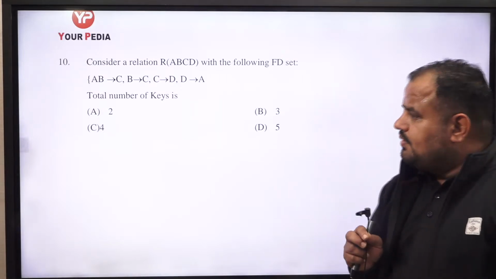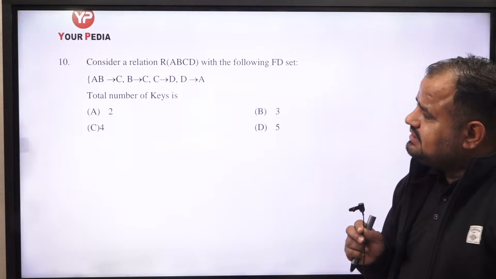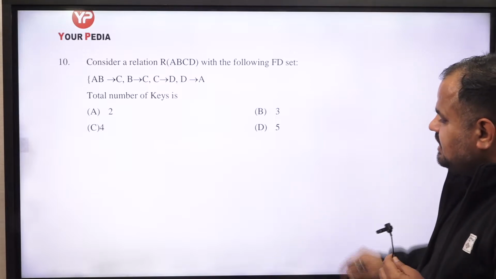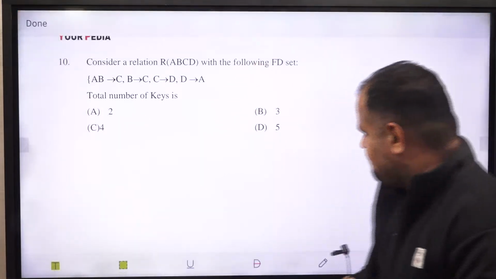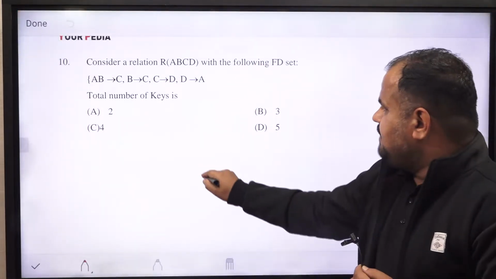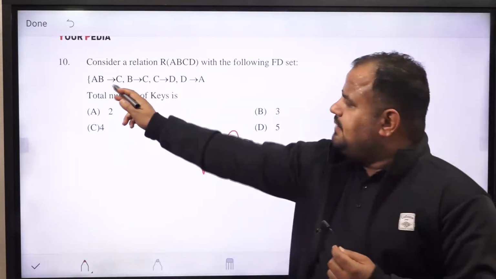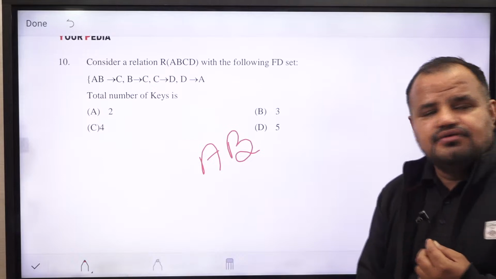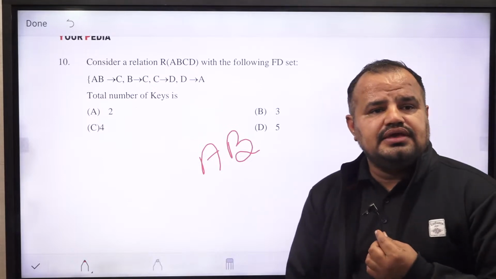Hardly, it's a problem of just 1 minute. You have to find out the total number of keys by just seeing the FDs. You can find out what the key is. What is the key of this relation? Can I say AB is a key? AB is the first key because AB determines C, C determines D. So AB is the key. Very good, my dear students. Partha, A is wrong. A is wrong.